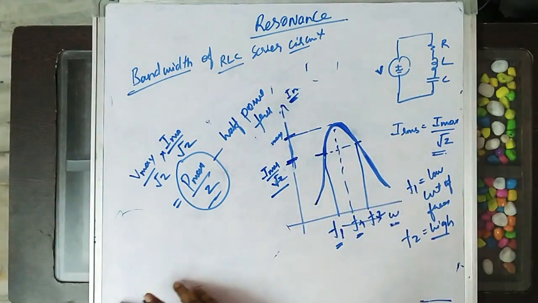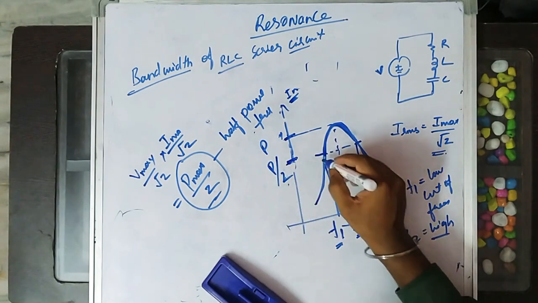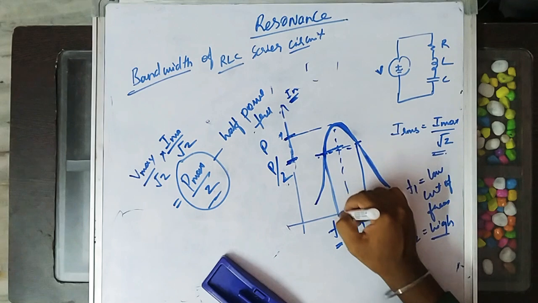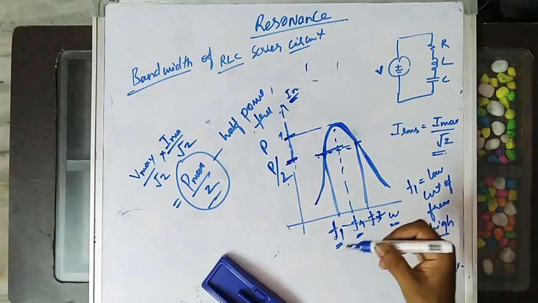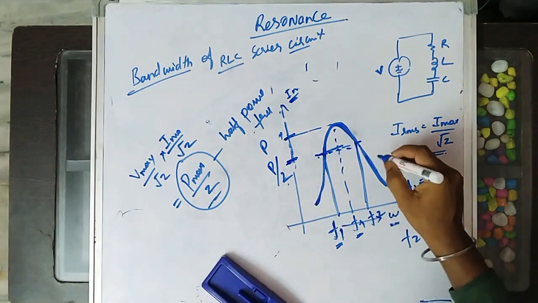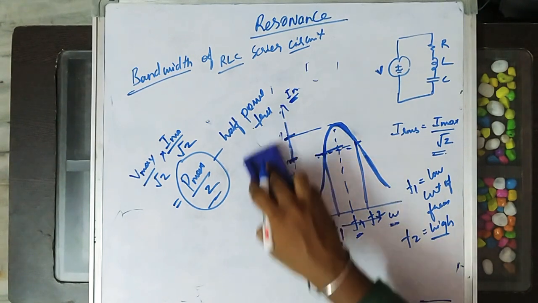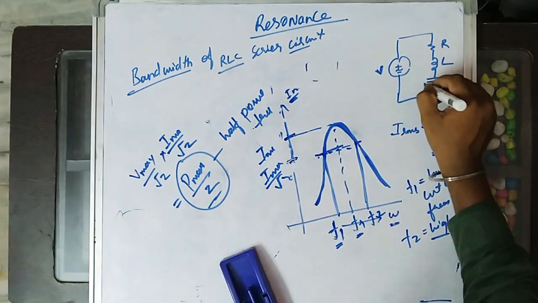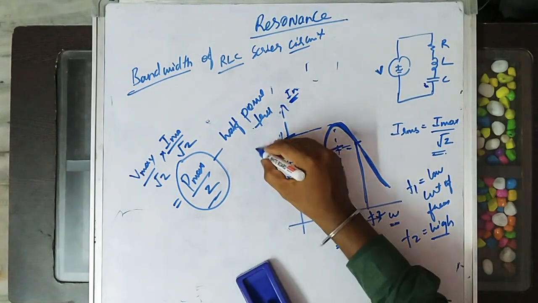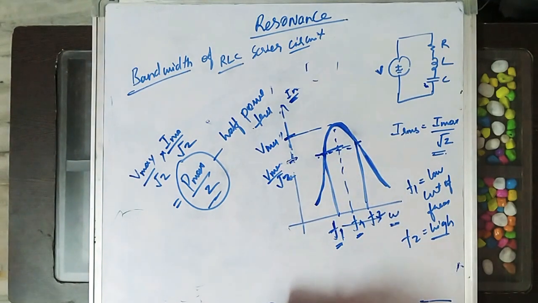If you take the power response P, then half of the power will occur like this. This is also called bandwidth, where you take power as the base. In general we consider only a response, so we take Imax and Imax by root 2 for a series circuit. In case of a parallel circuit, we take Vmax by root 2 response as the indication for bandwidth.